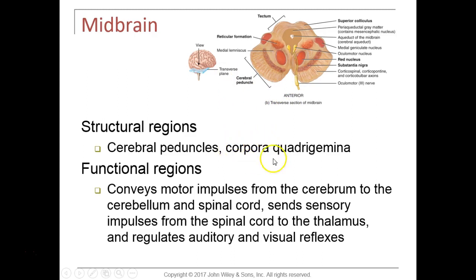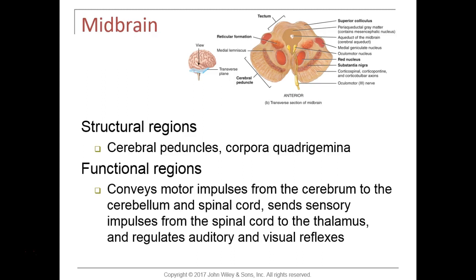And then we talked about the corpora quadrigemina already. This is that name I was referring to with the 4 rounded elevations called the superior and the inferior colliculi. So the midbrain conveys motor impulses from the cerebrum to the cerebellum and to the spinal cord, as well as sending sensory information from the spinal cord to the thalamus, which we have to talk about.